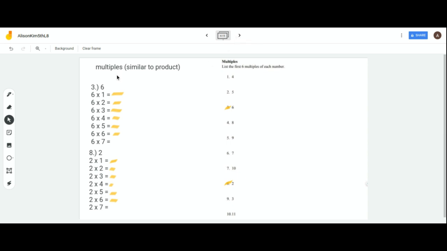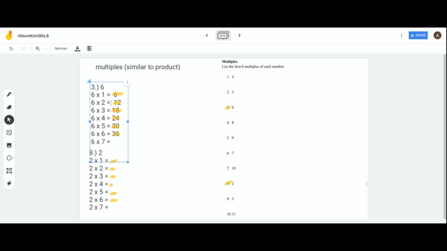Multiples are similar to products, okay? And it wants us to find the first 6 multiples of each number. So let's do number 3 together. Number 3 wants us to find the first 6 multiples of 6. So 6 times 1 is what? 6, right? 6 times 2, 12. 6 times 3, 18. 6 times 4, 24. 6 times 5, 30. 6 times 6, 36.